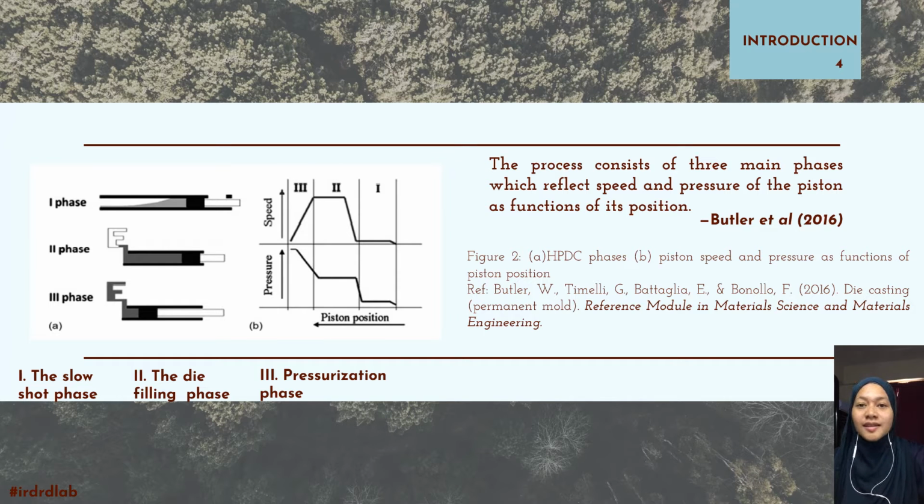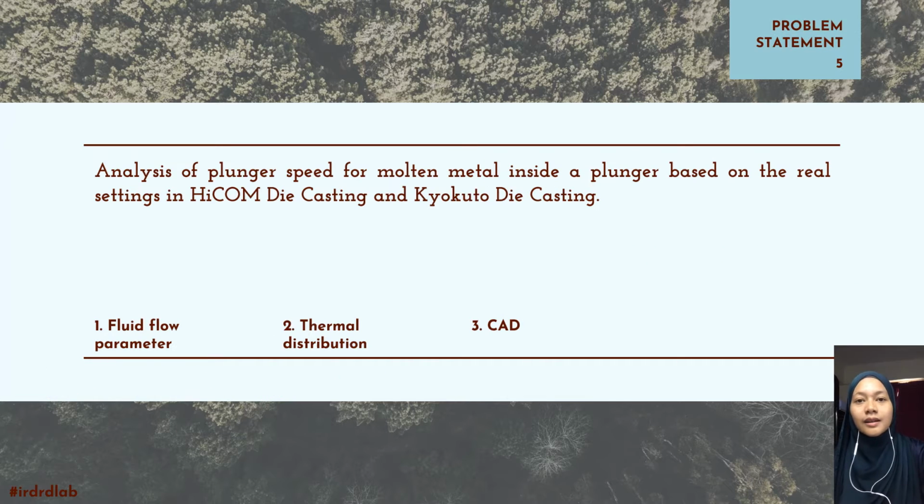Butler et al. say that die casting consists of three main phases. The plunger movement is separated into three different phases. The first one, the slow shot phase. The second one, the die filling phase. And the third one, the pressurization phase.